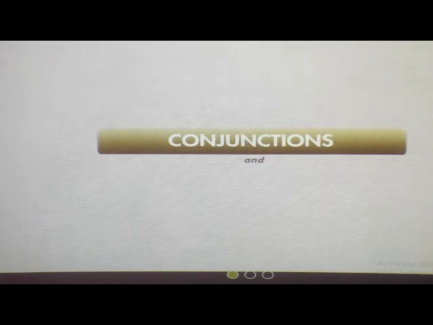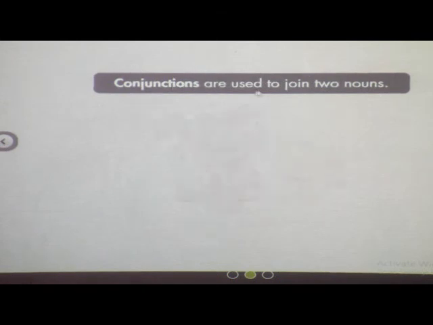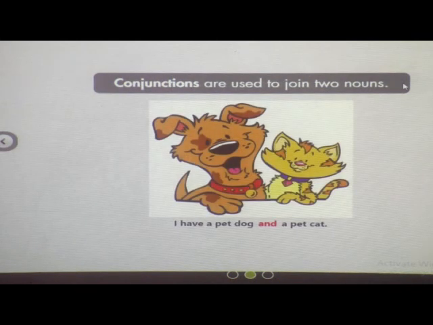Conjunctions and. Conjunctions are used to join two nouns. I have a pet and a pet cat. I have a pet dog and a pet cat. See children, here are two pets pet animals, right? One is dog and other is cat. I have a pet dog and a pet cat. So conjunctions are used to join two nouns.